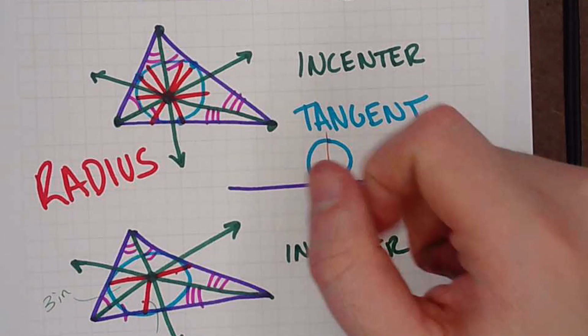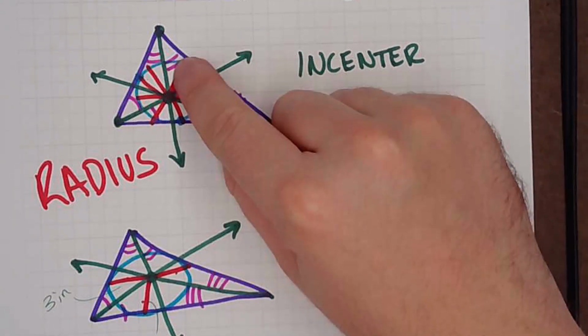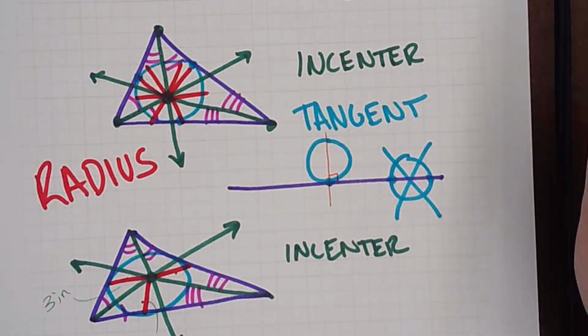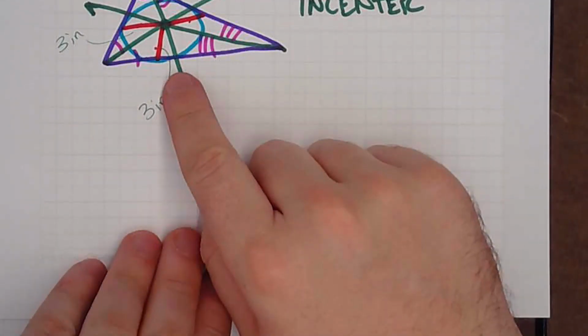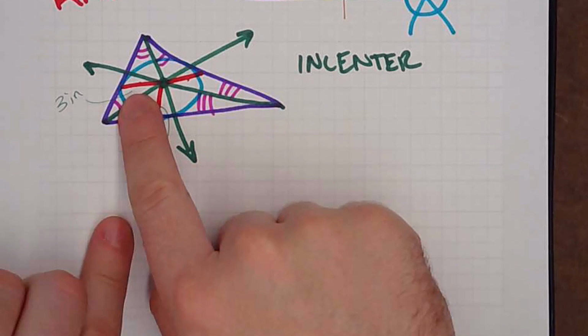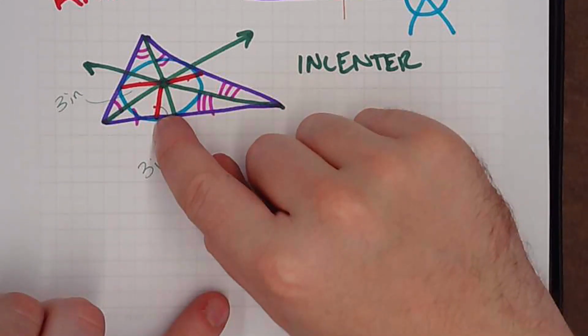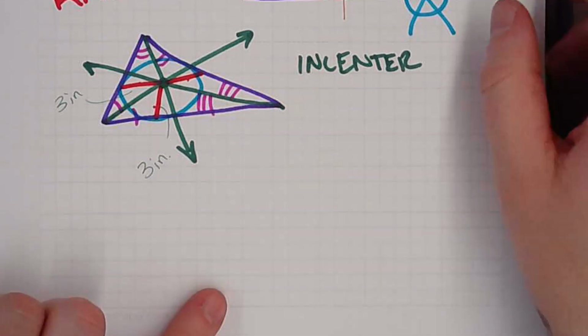And what's cool is that any line from the incenter to the edge of the circle is going to be a radius, so all of those red lines in there are equal length. I showed you another example down here. So if this is 3 inches, well then that means this red line is 3 inches because it's from the incenter to the edge of the circle, and so is this one. So those are radii. The last important thing is we have angle bisector theorem. Let me write it officially.